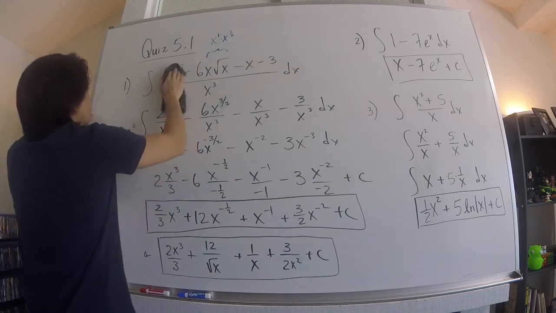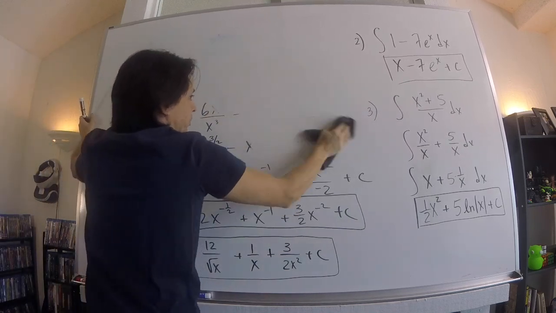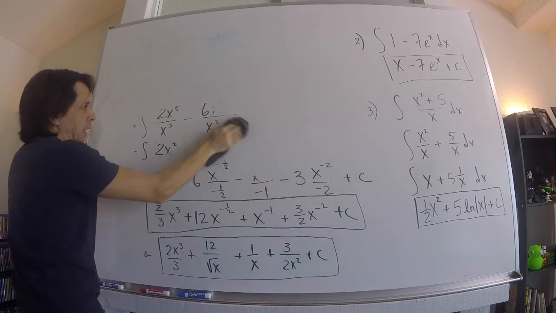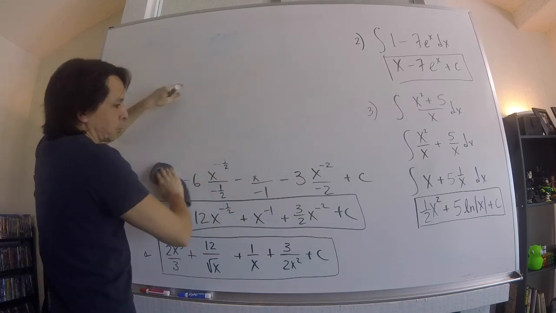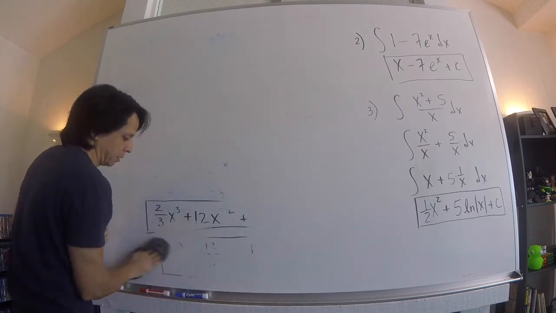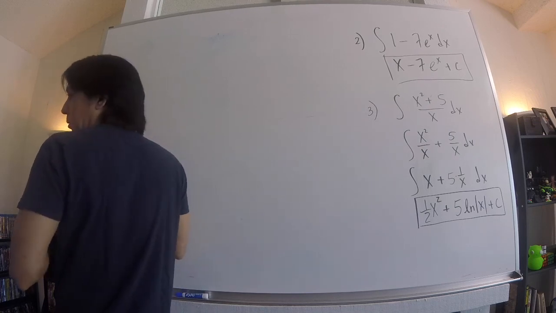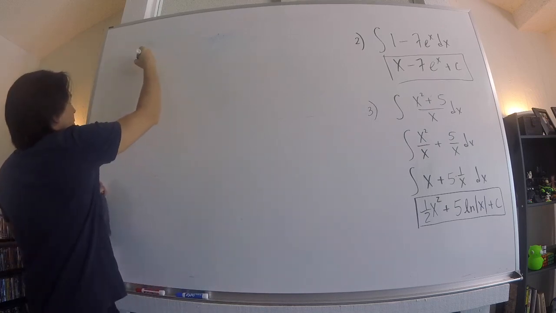Number 4. Just a weird radical that you have to interpret as a power. We did have the square root of x that popped up here. This one's a cube root of x squared, but that can be written as a power. Oh, and also they give you a different variable.